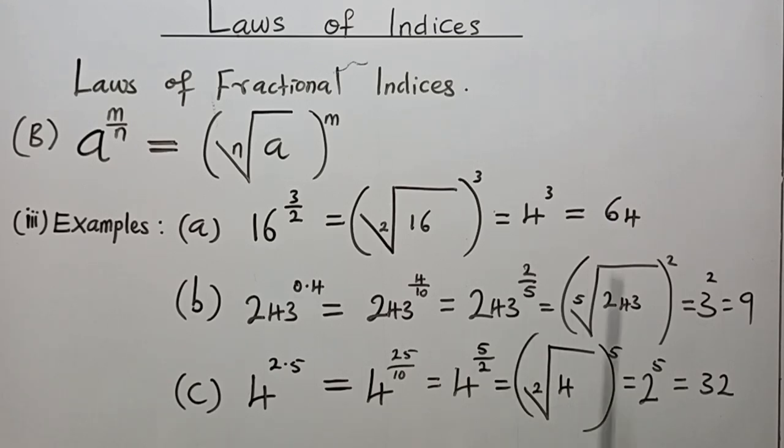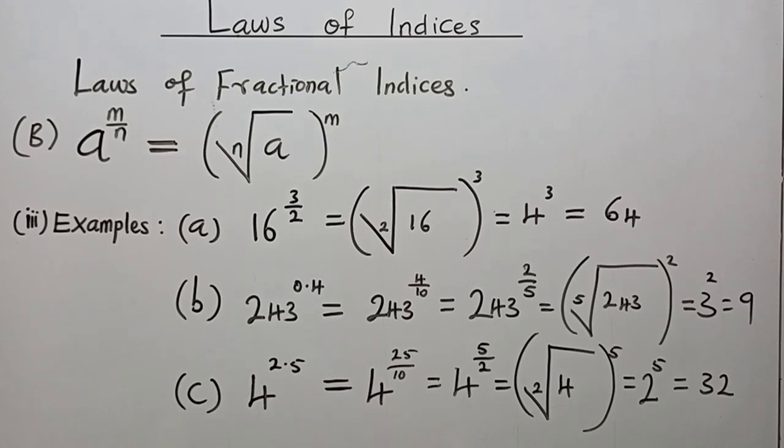Because of that, we have 3 to the power 2. The 2 has been here, and 3 came out of this fifth root of 243. Then 3 to the power 2 is equal to 9. 3 to the power 2 is not 6. 3 to the power 2 is not 3 times 2. It means 3 times 3. So the answer is equal to 9.